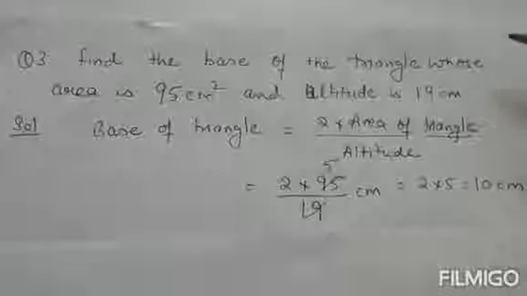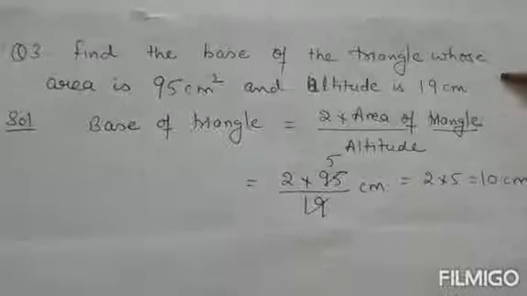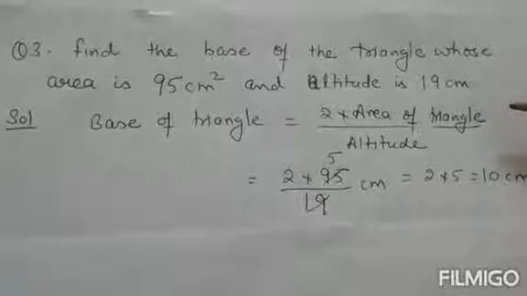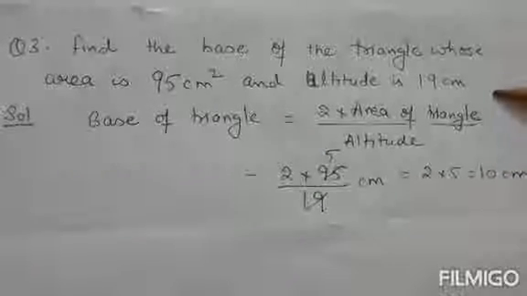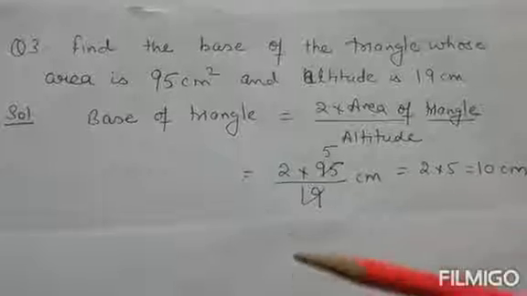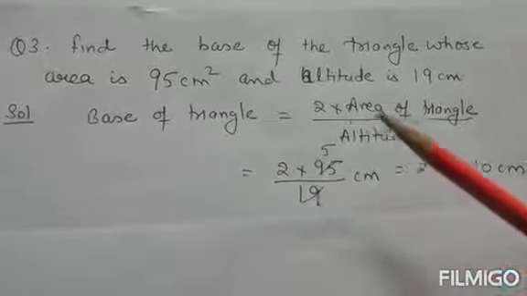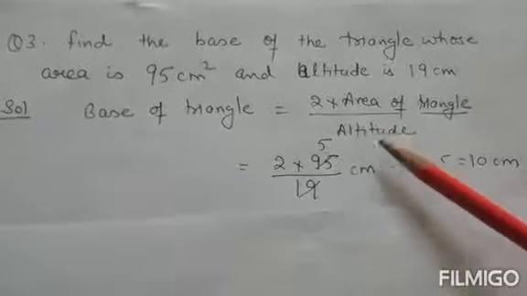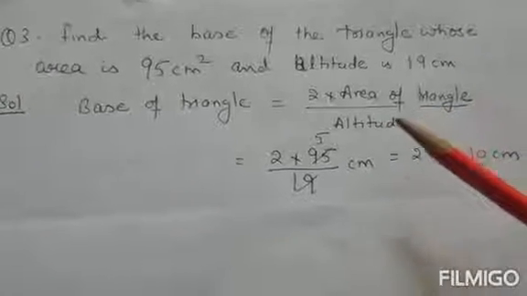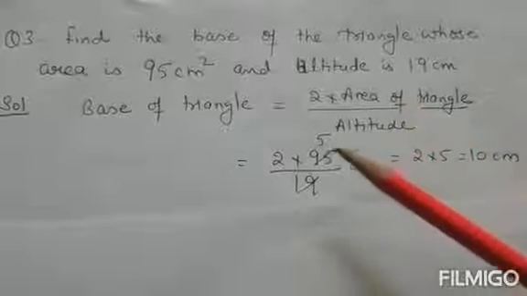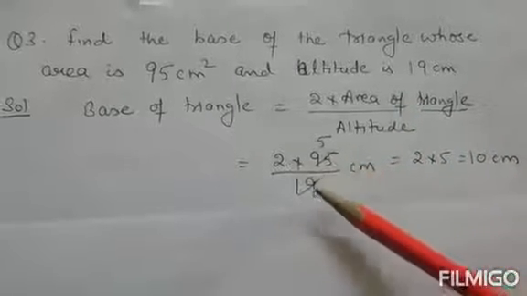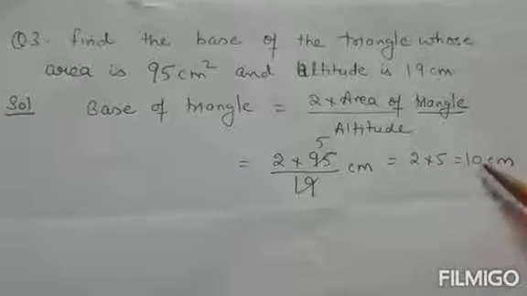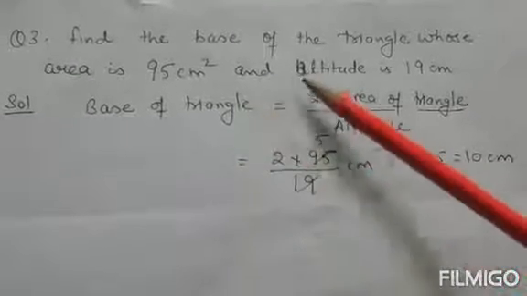Next question. Find the base of the triangle whose area is 95 centimeter square and altitude is 19 centimeter. So we know by formula base of triangle equals to 2 multiply area of triangle divided by altitude. Height and altitude are same thing. So substitute the values here. 2 multiply 95 upon 19 equals to 2 multiply 5 equals to 10 centimeter as base of the triangle.